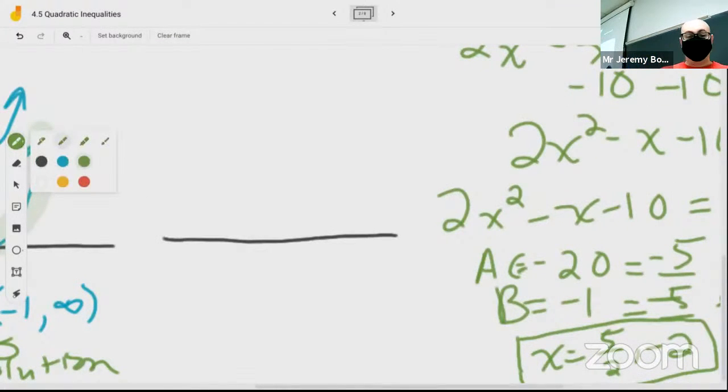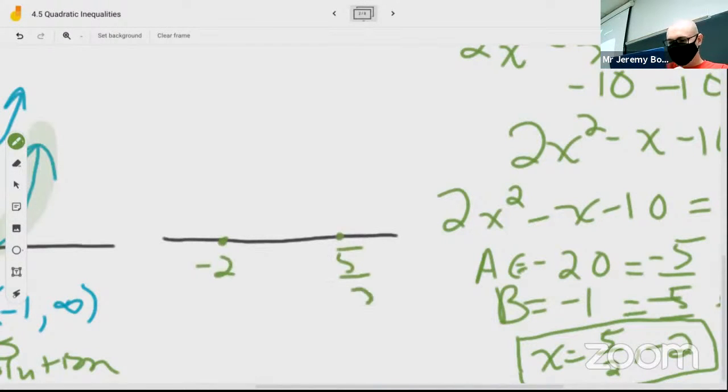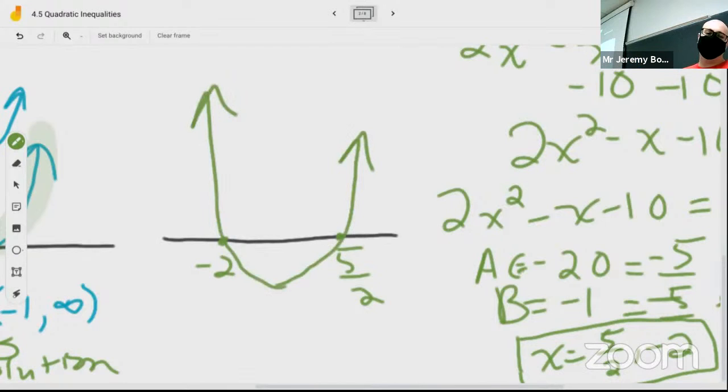And remember, negative 2 on the left here. 5 halves is here. Doesn't matter that we have a fraction, just do it the same way. Which way does this open? Up or down? Opens up. This is a 2x squared. A is 2, that's positive. If you had done it the other way, where you move the 2x at the beginning and you had a negative, it would open down, but you'll still get the same answer again.